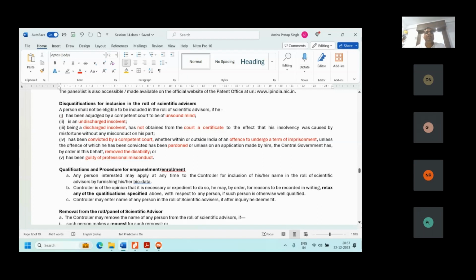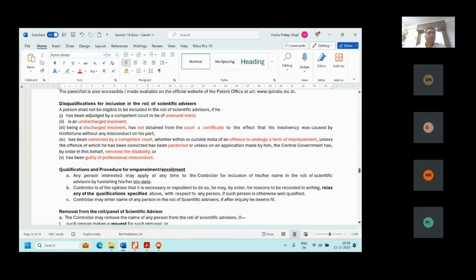If he has been discharged, then when you are discharged, you should get a certificate from the court that your insolvency was because of misfortune, not because of your misconduct. So if it is because of misfortune, then a discharged insolvent can be taken on the roll, otherwise not.